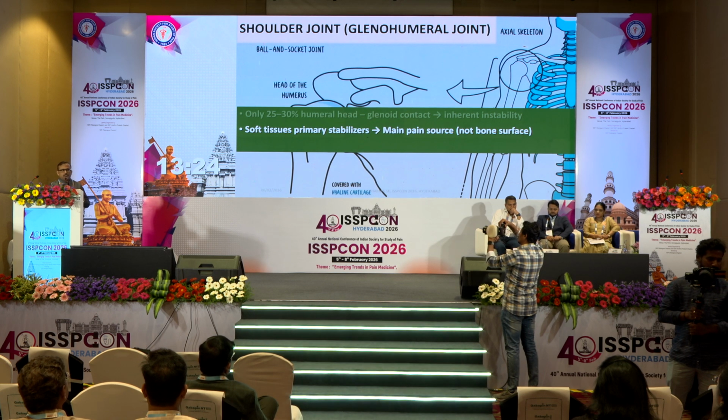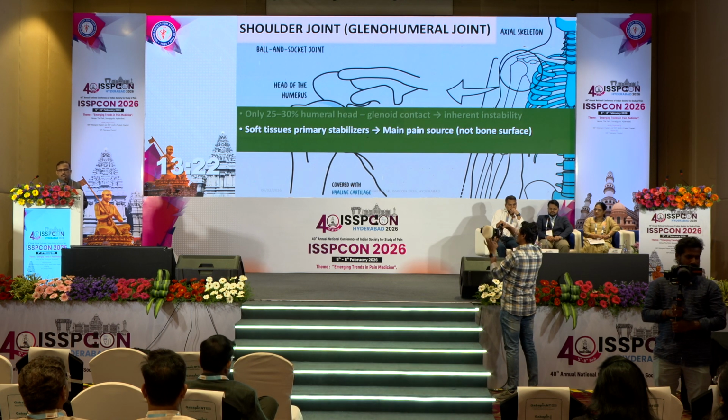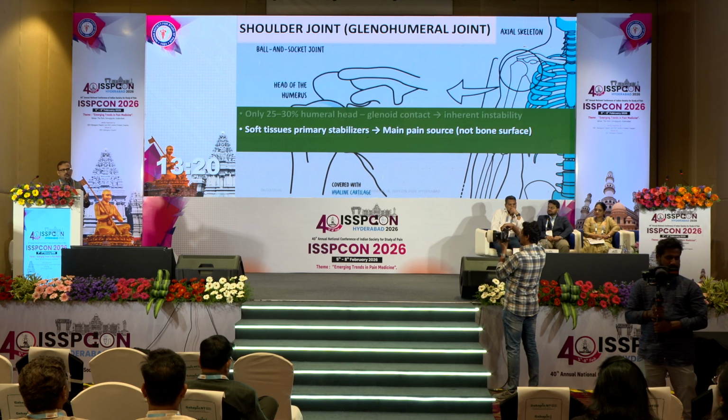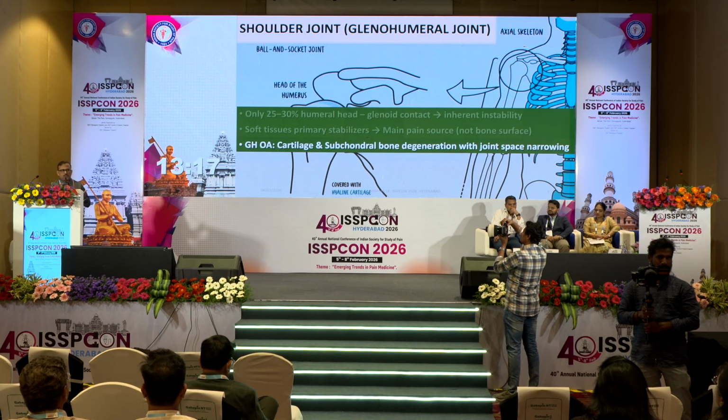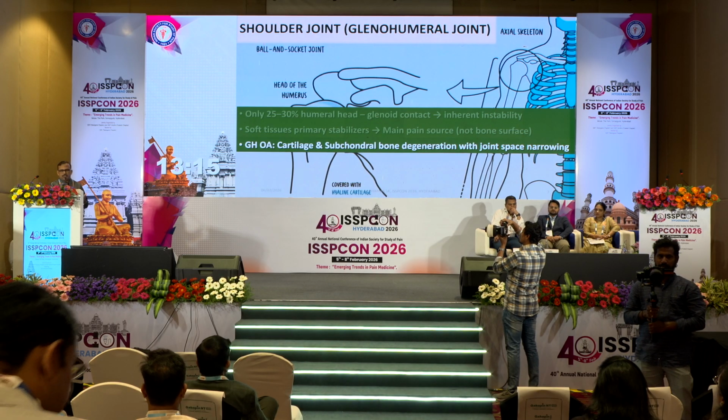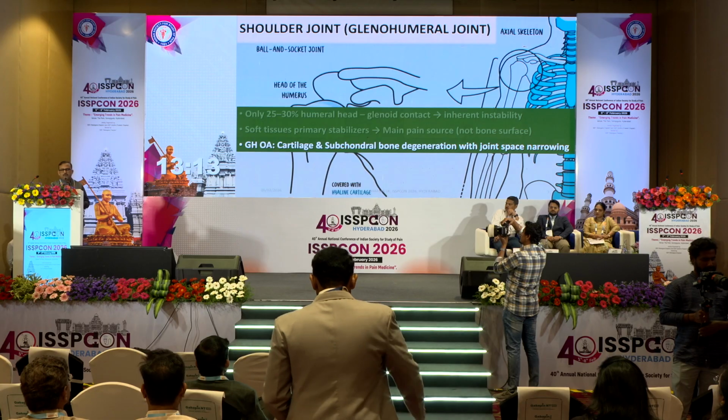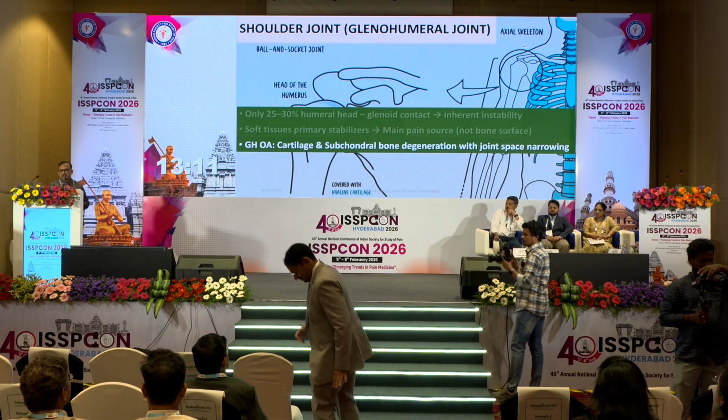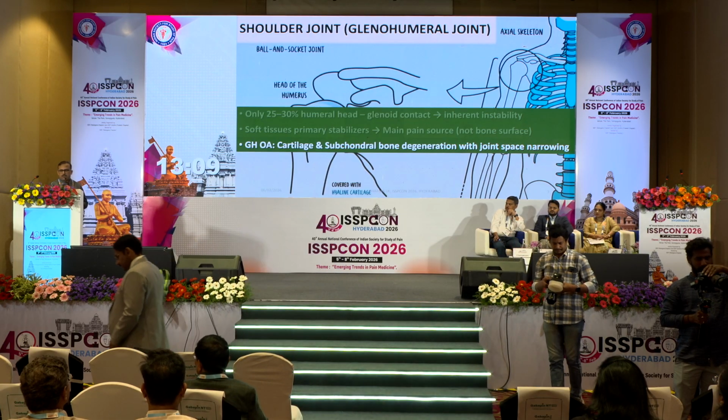Then you have the soft tissues which cover up for this mobility, so they become the actual pain source. And actually glenohumeral osteoarthritis is less common. But if it happens, there will be cartilage and subchondral bone degeneration with joint space narrowing.